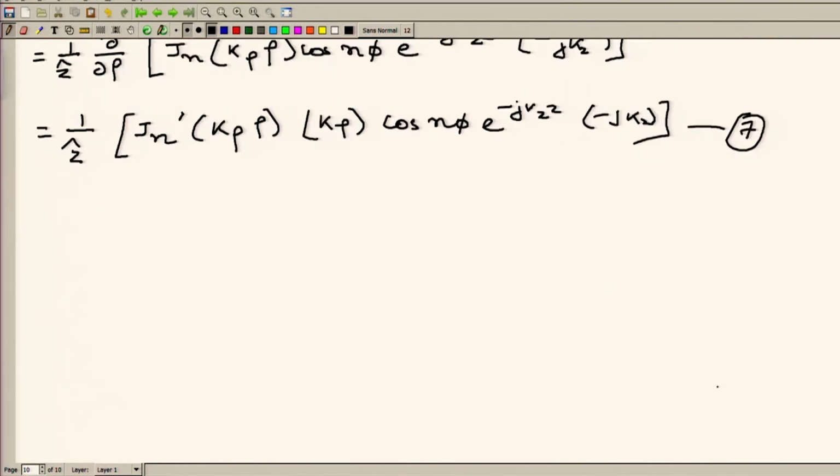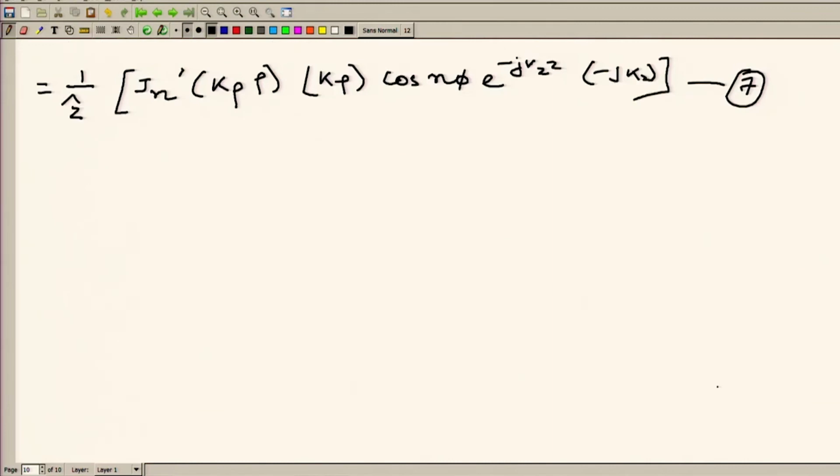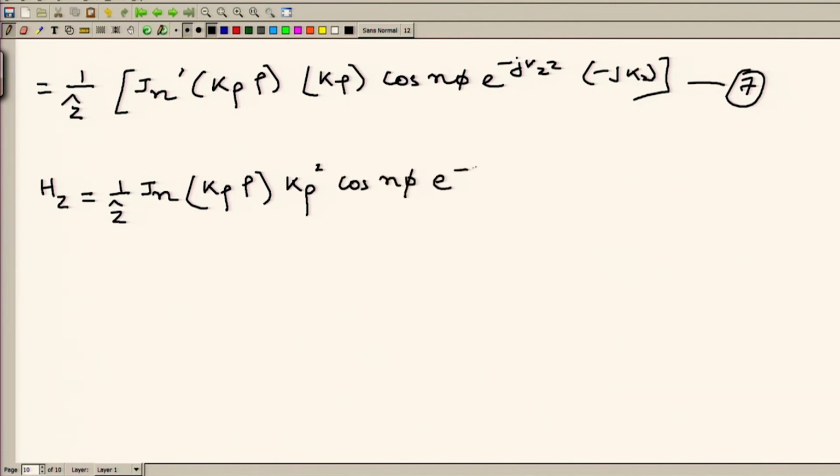So, H rho and then H z. Similarly, we will calculate H z, and then we get H z as 1 upon z cap J n k rho square cos of n phi e to the power minus j k z z.